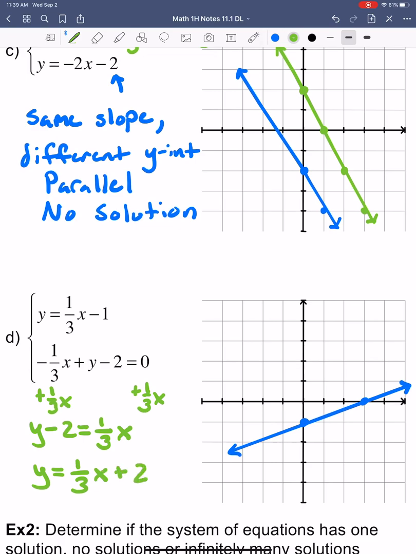Okay, and then I can go ahead and put this onto the graph. So positive 2, and then a slope of up 1 and over 3. And hopefully you're noticing again that we've got the same slope here. If we've got the same slope, then we're going to have this parallel situation as long as we don't have the same y-intercept. And we can see that our y-intercepts are different. So again, this is going to be parallel, and this is going to be no solution. Because remember, the solution is wherever my graph intersects, and if they never intersect, then I'm not going to have any solutions.